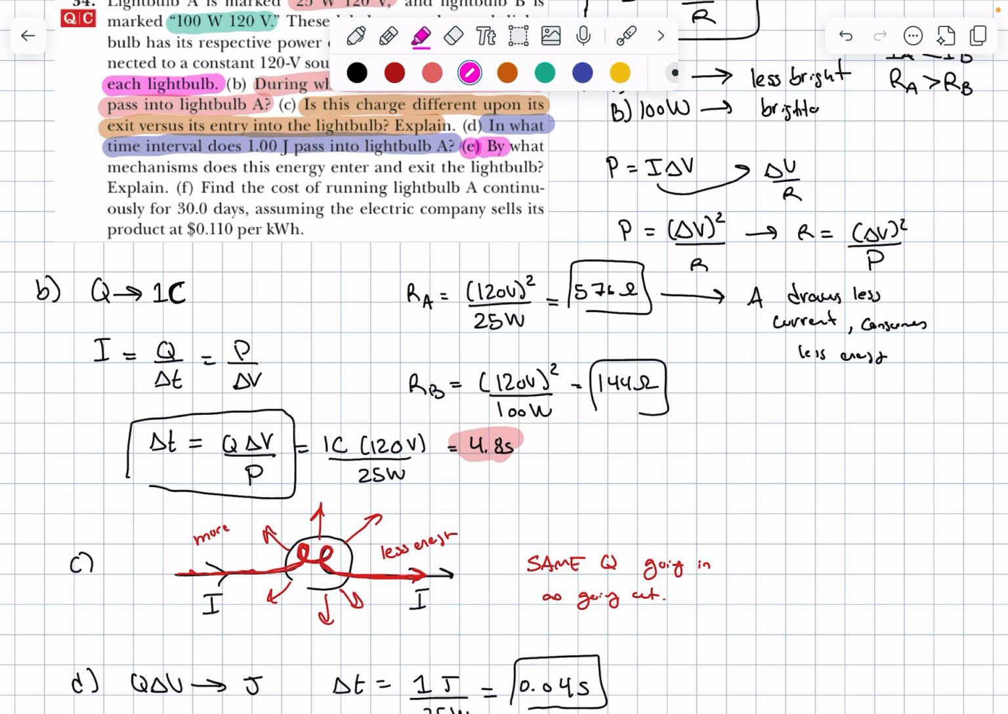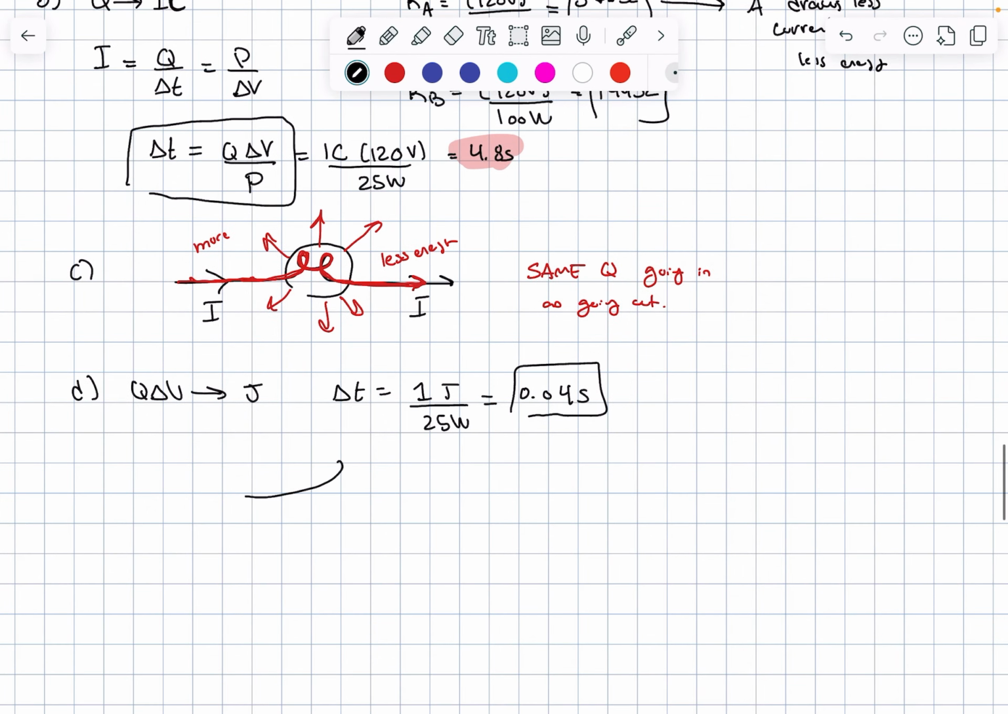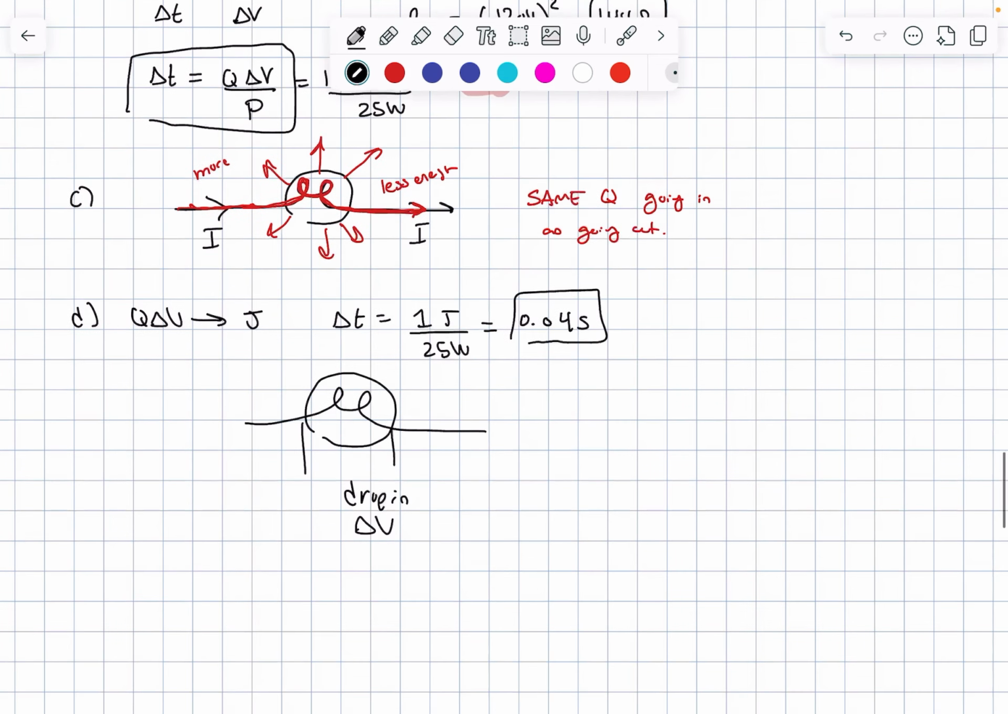So then E says, by what mechanism does this energy enter and exit the light bulb? Now that's essentially what I said for C, where we have the same amount of charge going in as going out, but it loses energy. So here we have a drop in V. So we have a drop in the potential, which means we have a drop in the energy. And so the energy gets dissipated as, like I said, heat and also electromagnetic radiation, aka light. So it leaves in the form of heat and light.